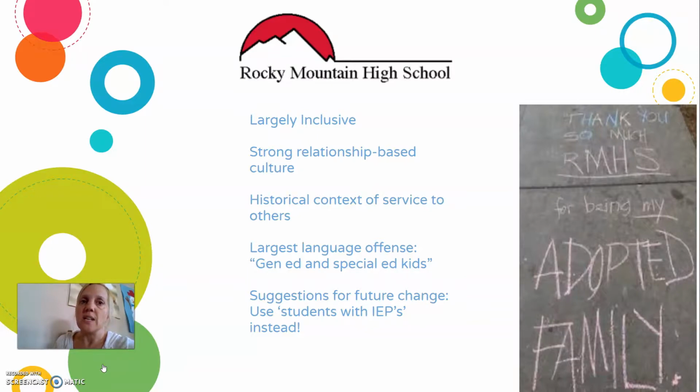Staff, me included, do refer to kids as gen ed or special ed kids as we discuss plans, staff contacts, and concerns. That does not comply with People First language, so I propose that we make a concerted effort to use, and ask others to use, students with IEPs as opposed to special ed students in the future.